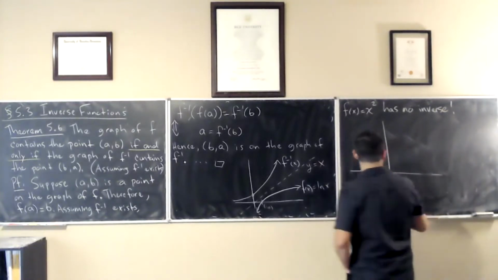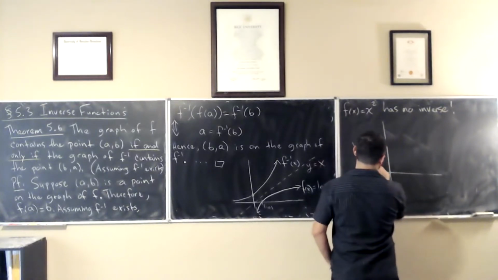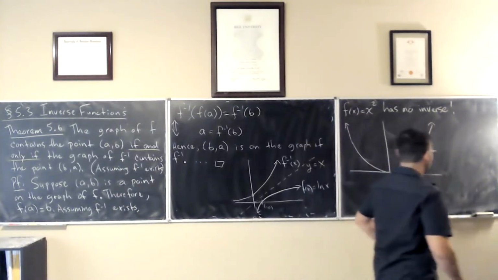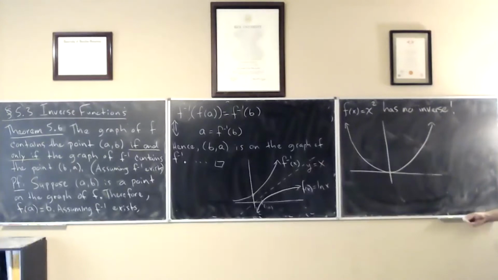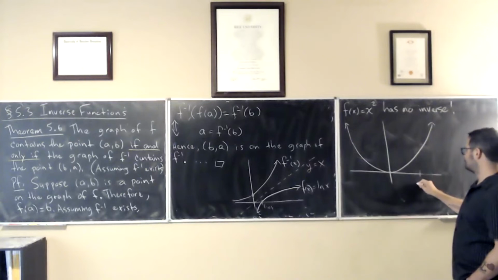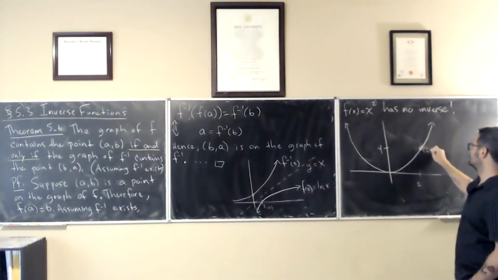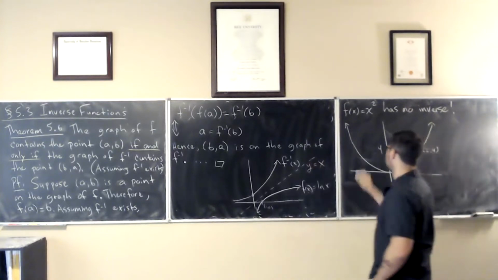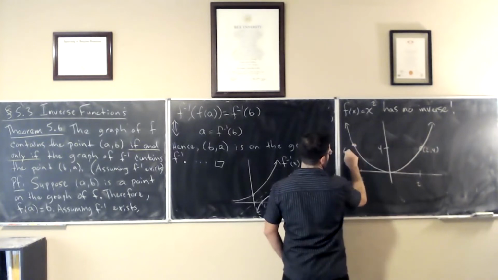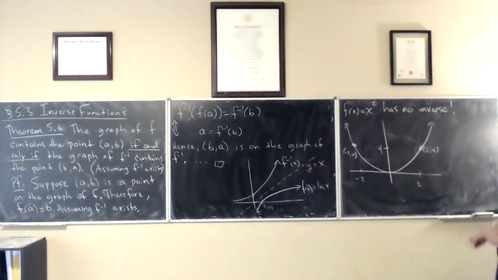So the graph of this is like this. It's this parabola like that. Now, this function cannot have an inverse because, for example, here 2 gets sent to 4, right? But then also -2 gets sent to 4, right? And the inverse is defined as a function, right?